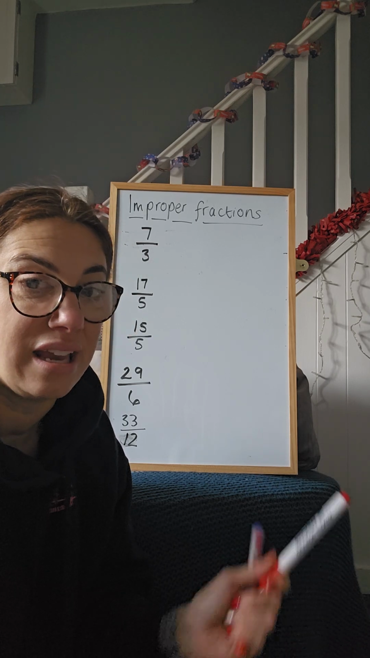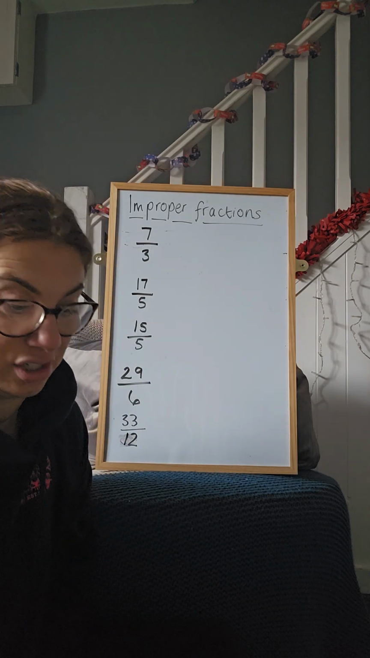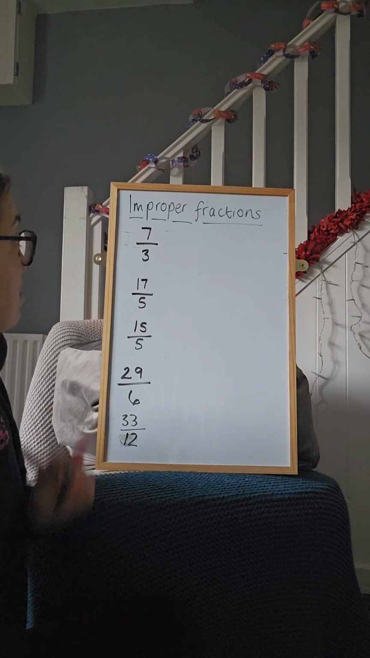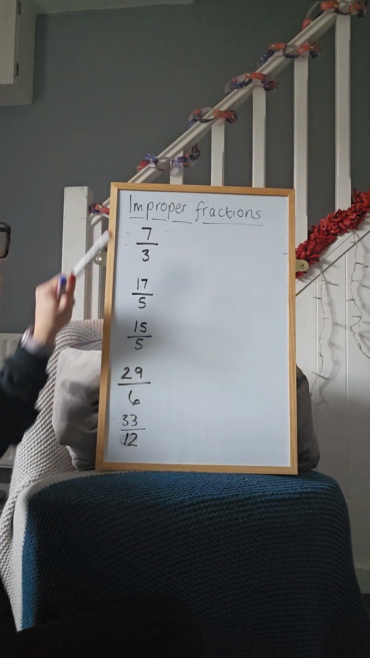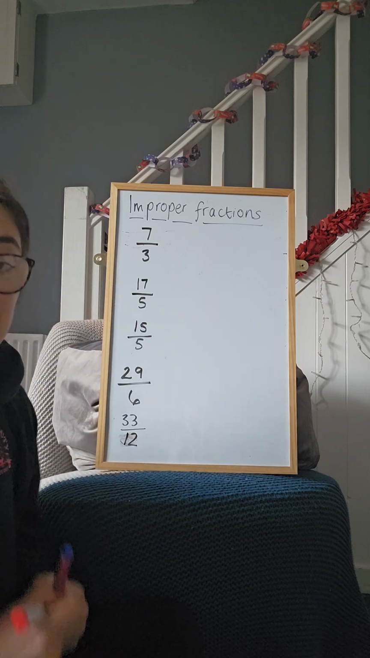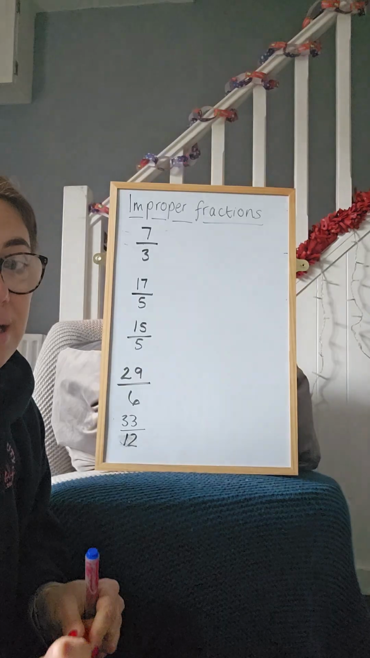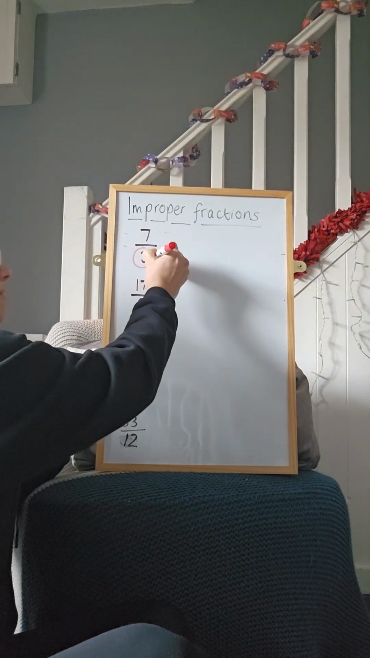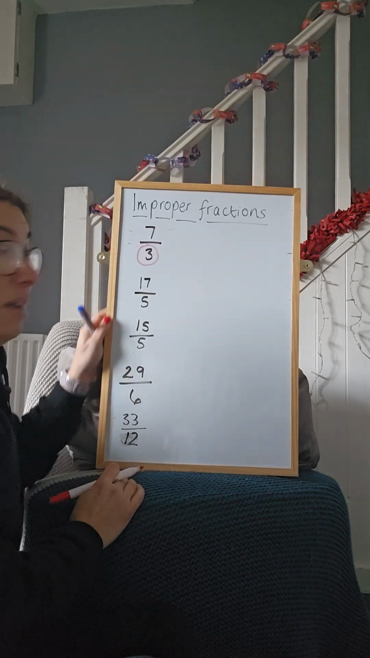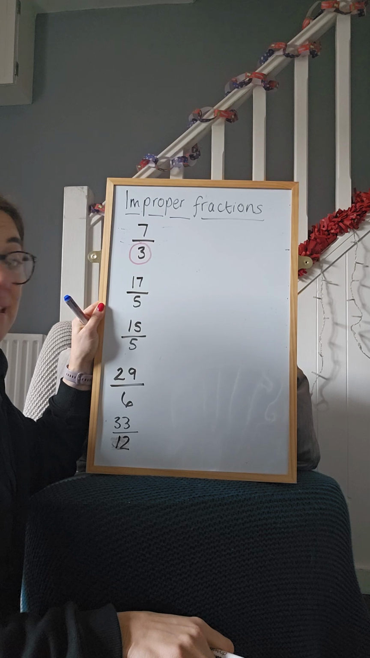Okay, so first thing, improper fractions might also be known as a top-heavy fraction, you might have heard, because the number at the top is bigger than the one at the bottom. So we've got 7/3. This is an improper fraction and we will be turning it into a mixed number. So what we do is we look at the denominator. We've got 3. We then look how many times does 3 go into 7.